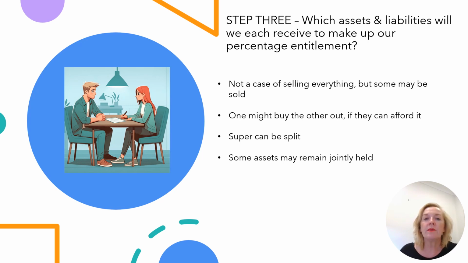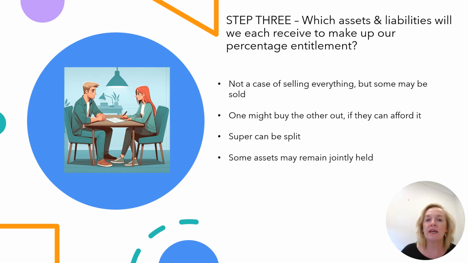Once we know the percentage division from step 2, the next step is to work out which pieces of the property pool you will each receive. It's not a case of selling everything and splitting the proceeds. If one person wants to keep the house, for example, if they can afford to buy the other party out, then there's no need to incur the costs of selling the house.